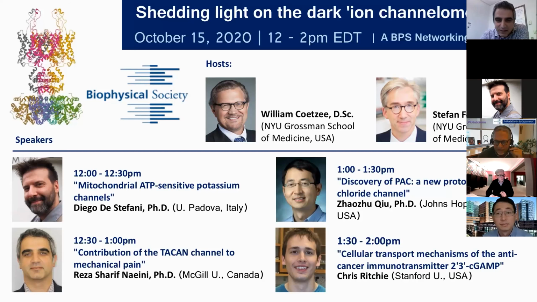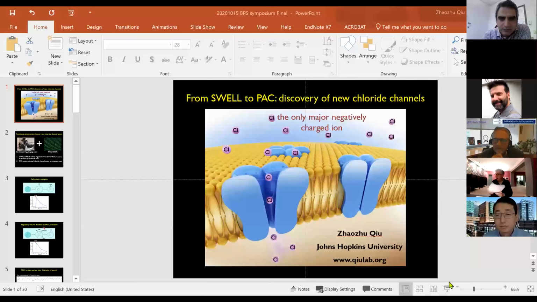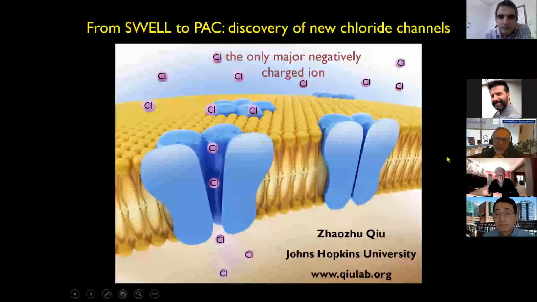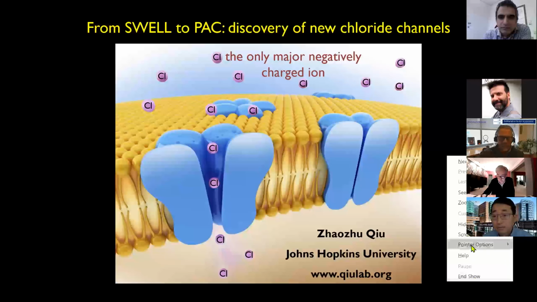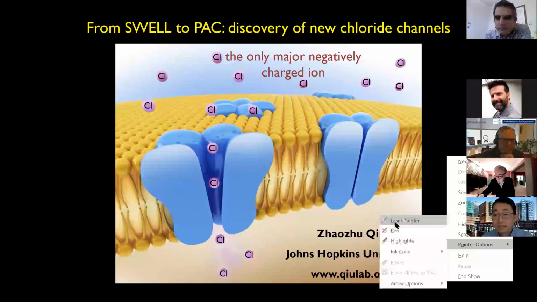Thank you, Stefan. So it is my pleasure to introduce Dr. Zhaozhu Qiu from Johns Hopkins University. Talking of genetic screens, genomic screens, they've indeed done a genomic screen and identified one of the TMEM proteins as a novel protein-activated chloride channel that's involved in cellular responses to acidosis. And this was recently published in Science. We're looking forward to what you have to tell us.